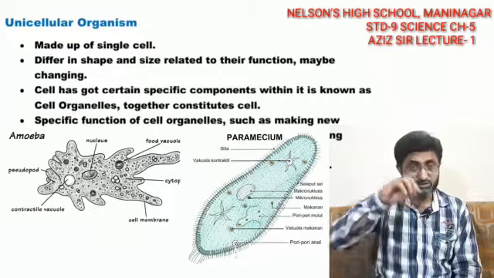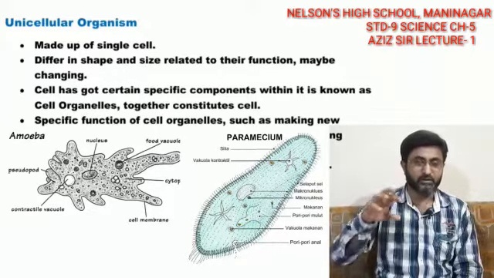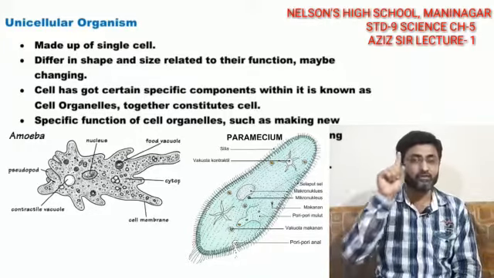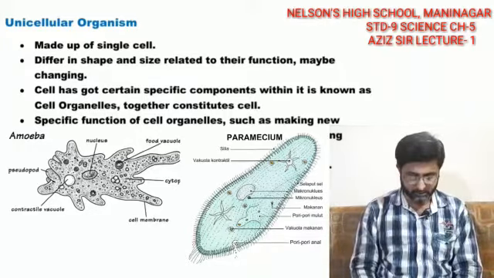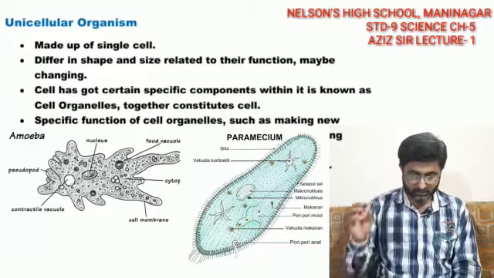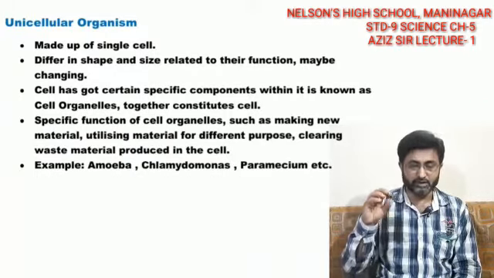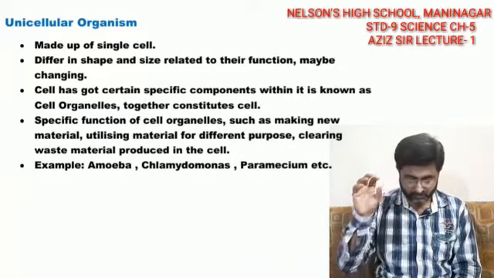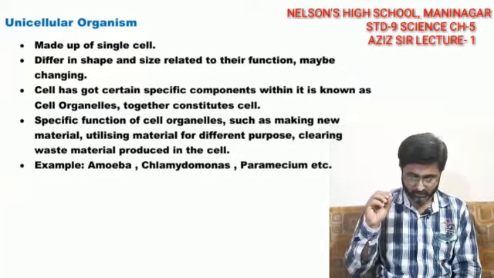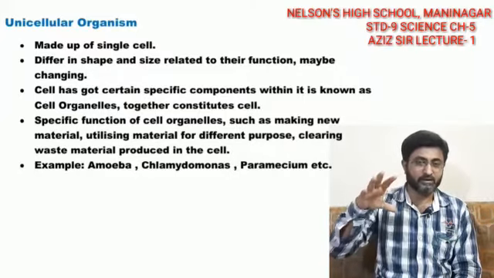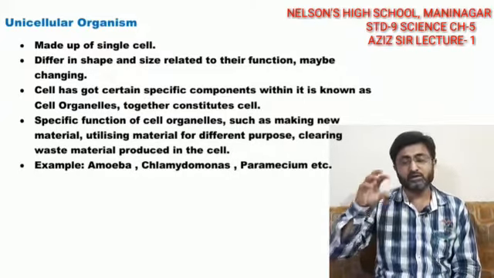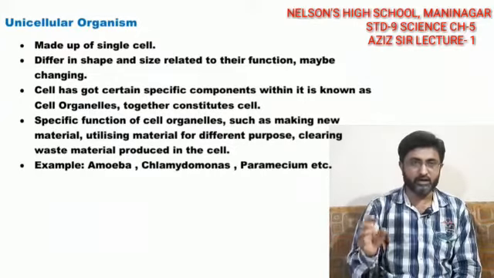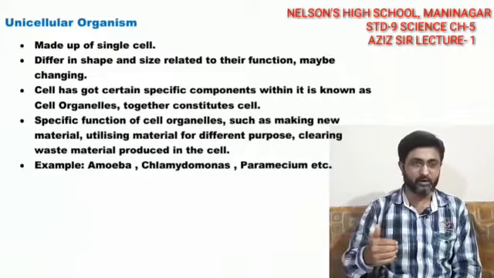So each of them, if you see, they differ in shape, they differ in size, and they differ in function, but still they are one singular organism, that's why they are called unicellular organisms. These particular organisms, that is single cell, have their specific things to do. For doing specific things, they require specific organelles. Generally they have the same organelles like Golgi apparatus, mitochondria, lysosomes. We are going to study this in the later part of the chapter.